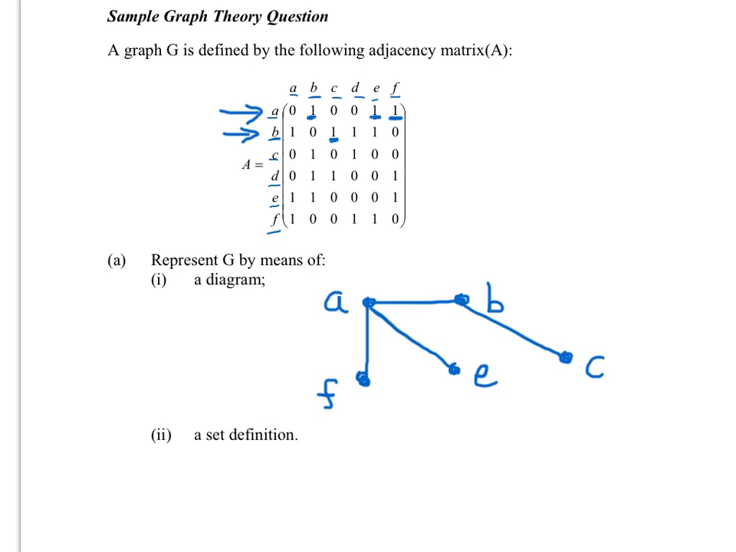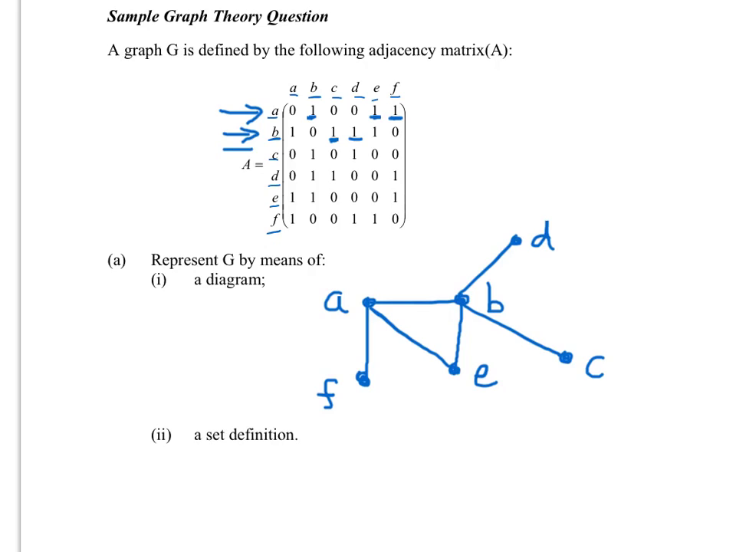B is connected to D. Again, D is not in, so I'm going to draw in D. Let's say we draw in D here and join it with an edge. And also B is connected to E, so we'll just do this connection here. E is already in as a vertex.